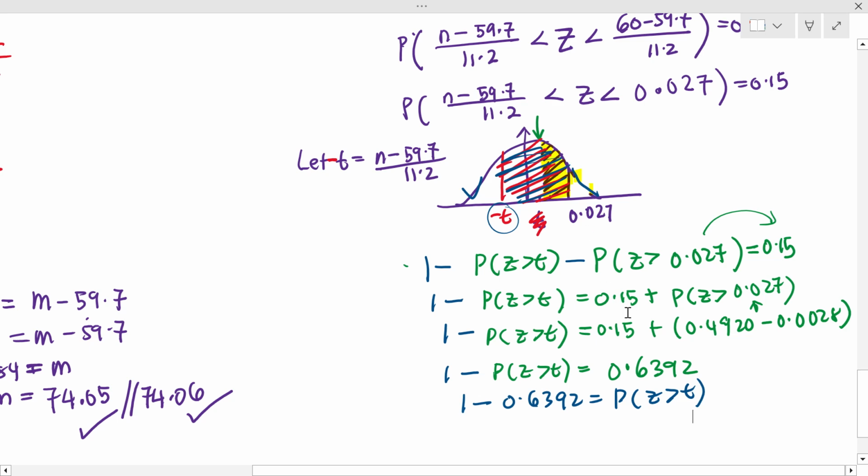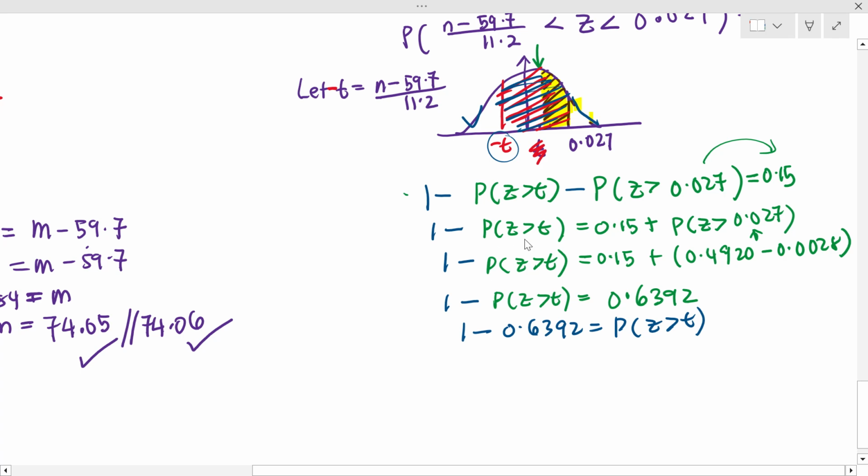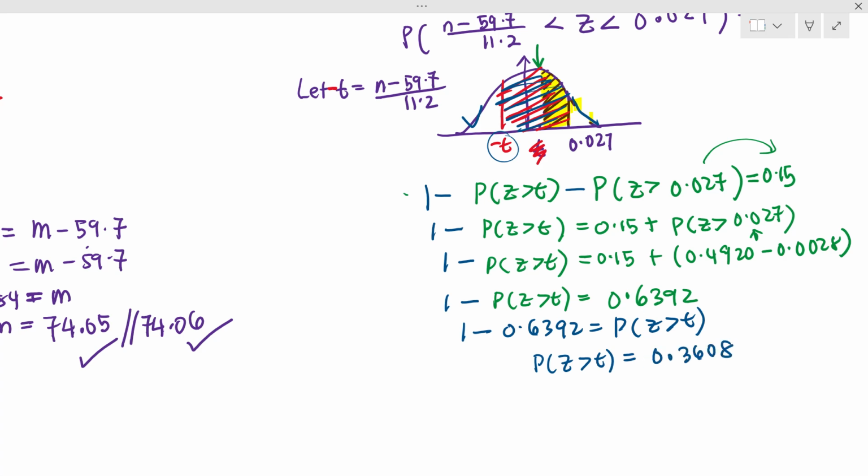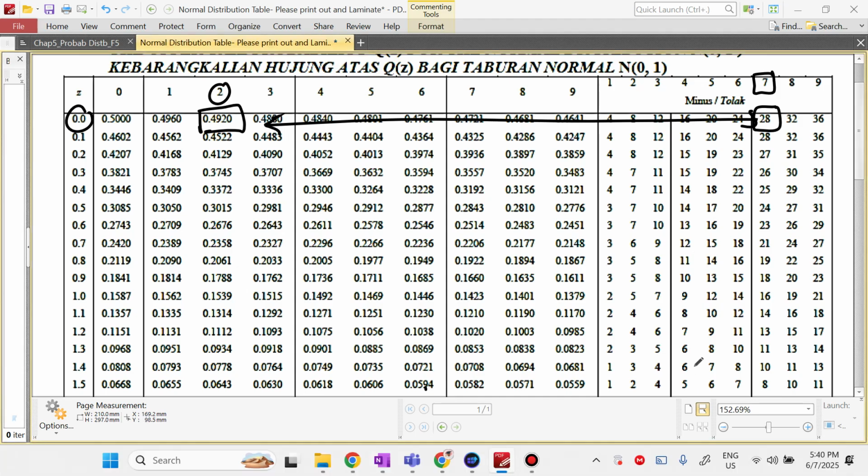So if you find it is a negative t, don't go and erase everything. You still can make use of the working. That day I taught you to erase everything. No. So probability z greater than t is what? 1 minus this answer should be 0.3608. And you need to find your t. Remember, we have the probability ready: 0.3608. Where is 0.3608?